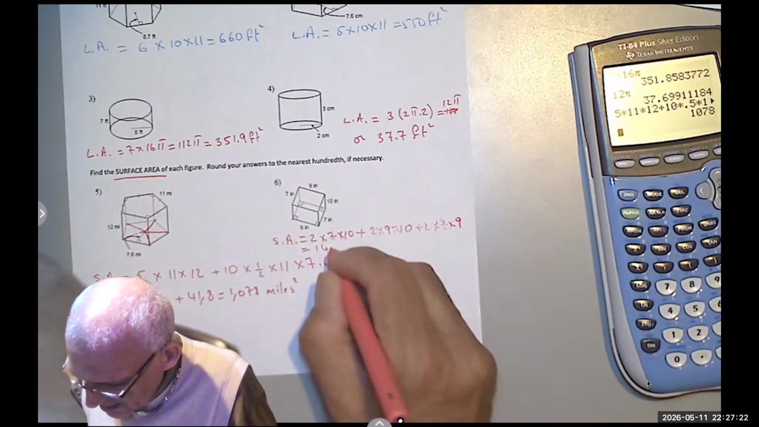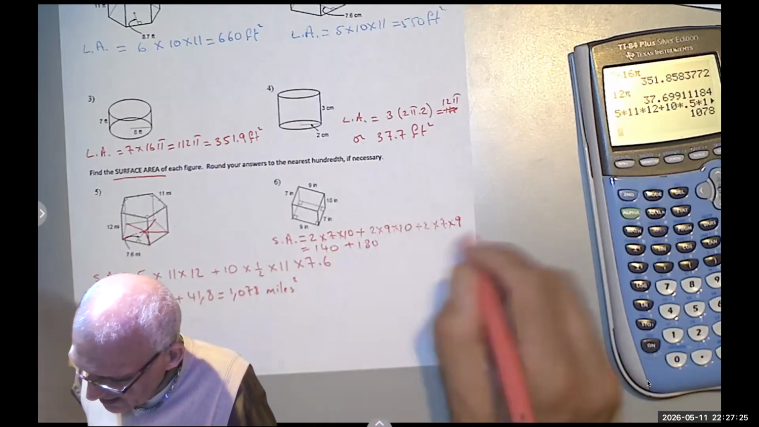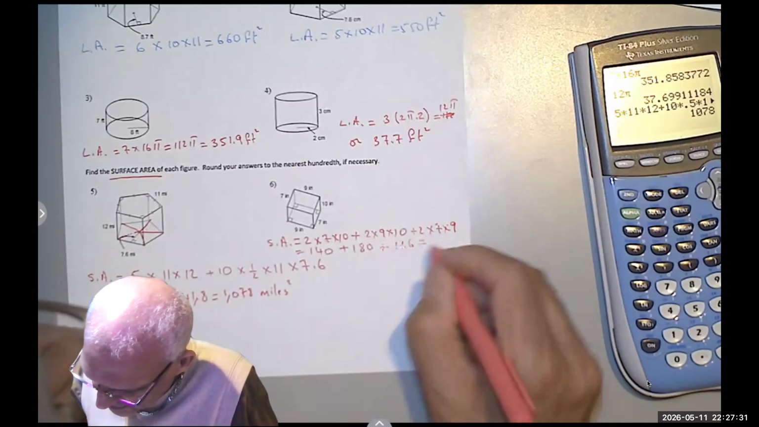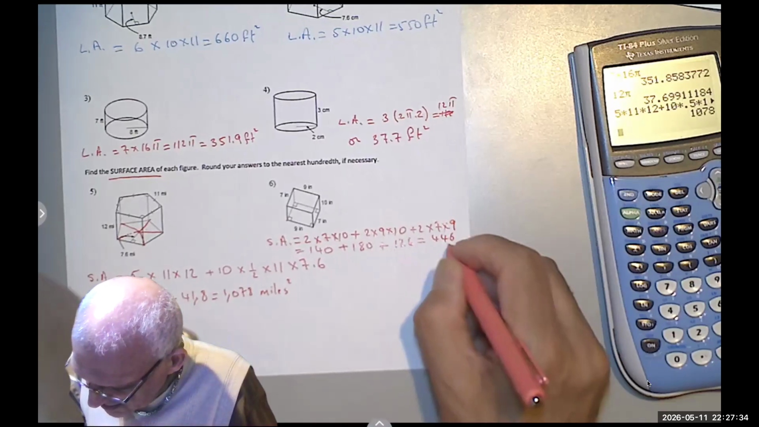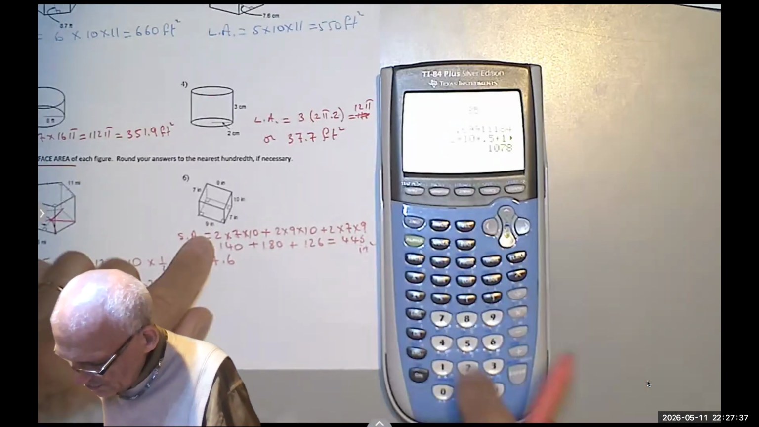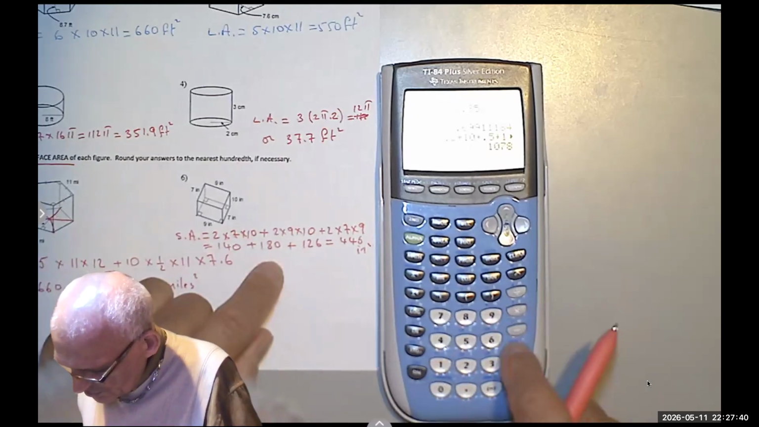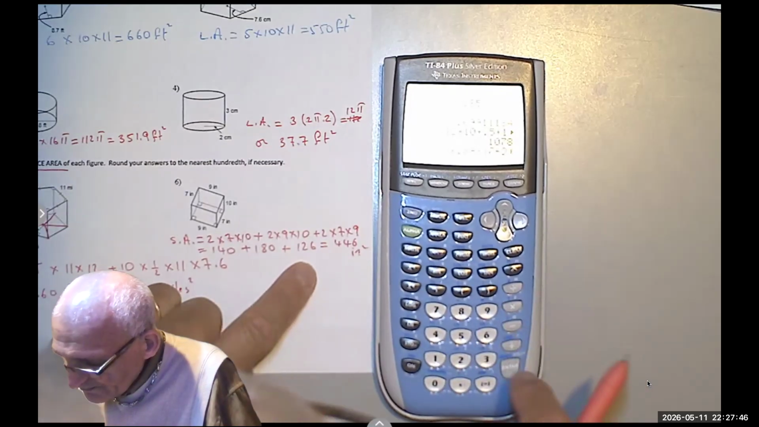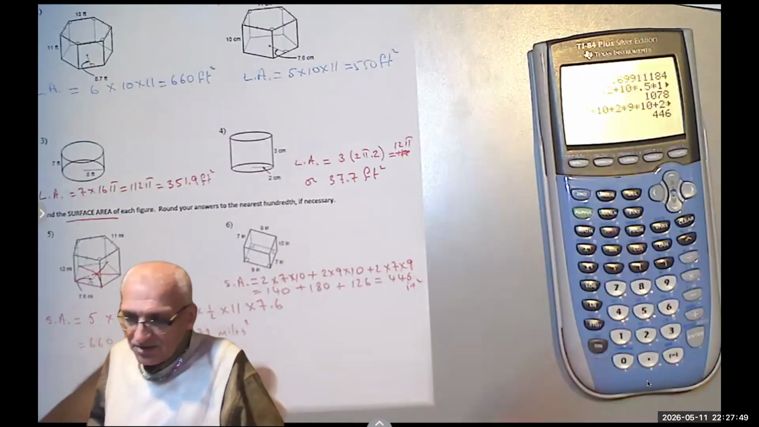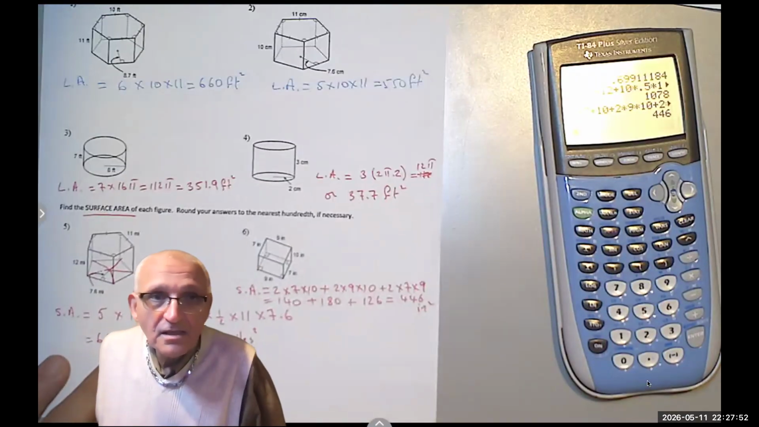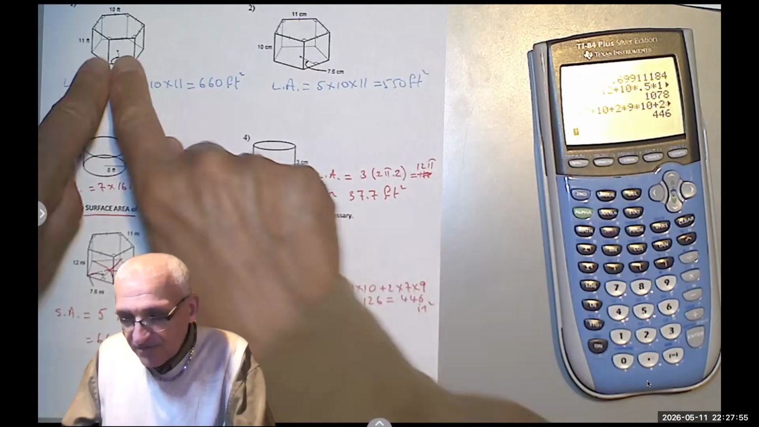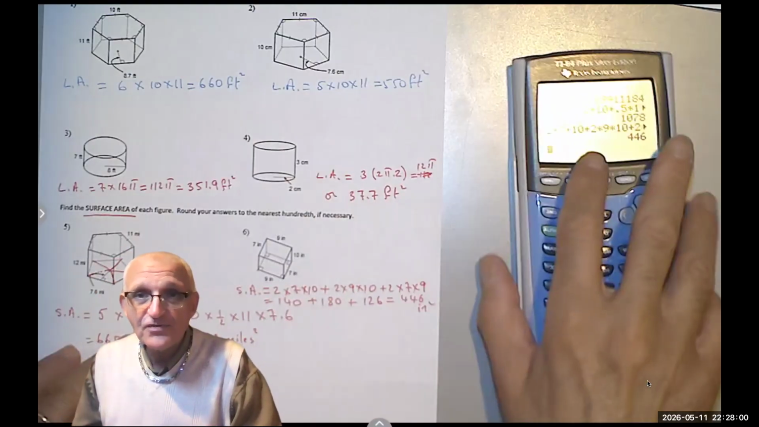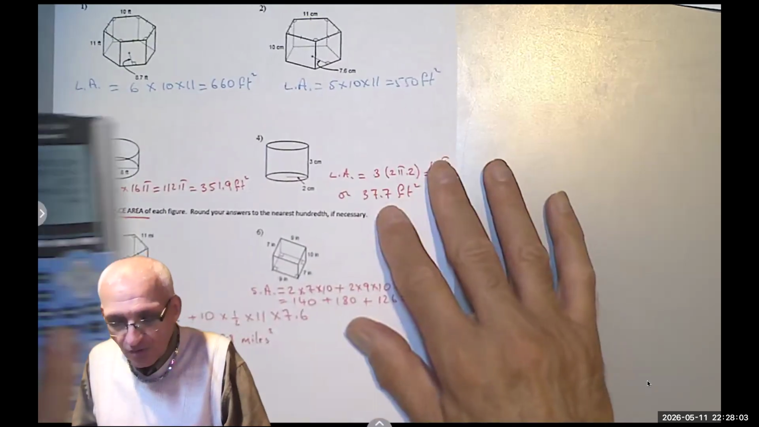This is 140, this is 180, and this is 126. So 306, 446 square inch. Again, 2 times 7 times 10 plus 2 times 9 times 10. It's better to do it on the calculator. And you get 446 square inch. Okay. So now we saw, if they ask you for the lateral area, you just exclude the top and the bottom. If they tell you surface area, you have to do everything including top and bottom.